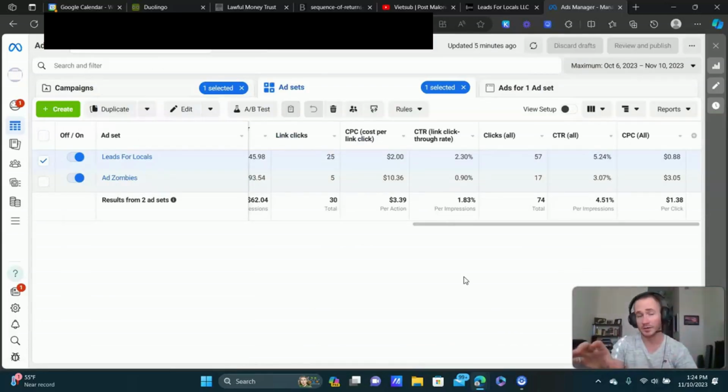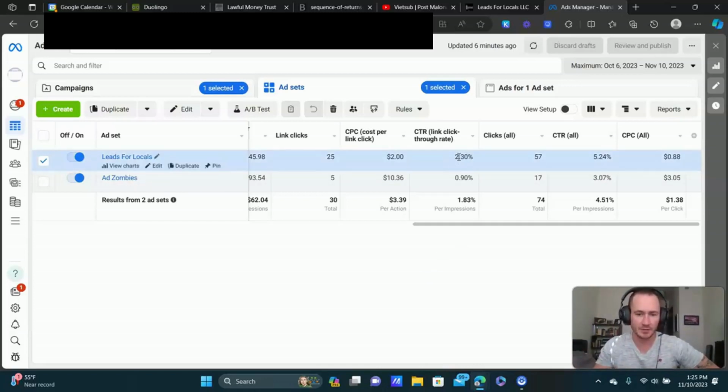Sometimes I do one layer of audiences, sometimes I do multiple layers. You've just got to test it out, right? But in this particular case, this is working really well.